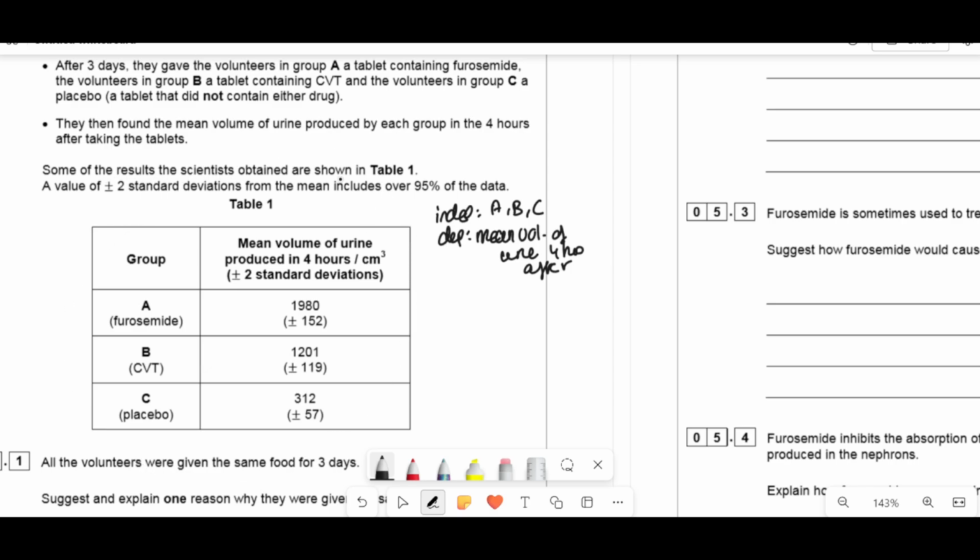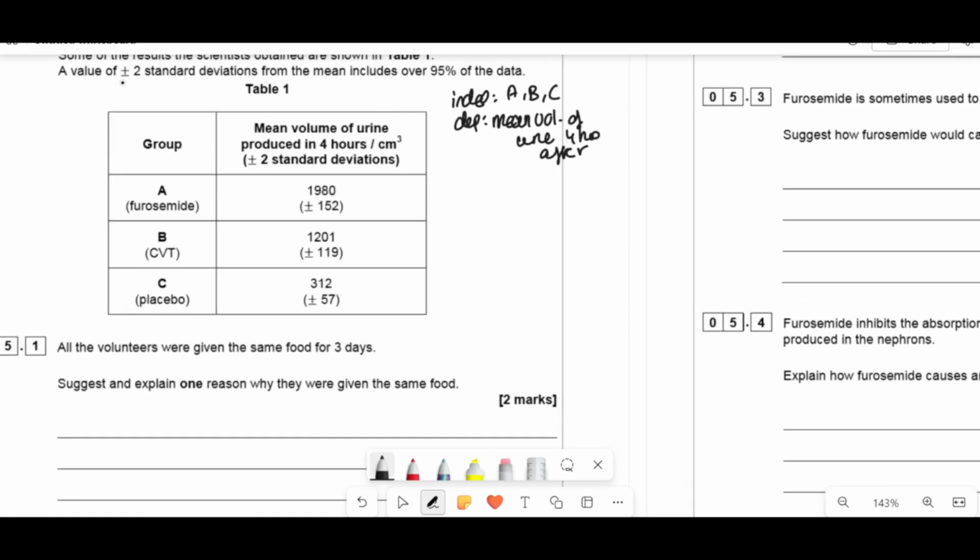Some of the results are shown in Table 1, and a value of plus or minus 2 standard deviations from the mean includes 95% of the data. Fine. Let's have a look at what's going on real quick. In A, the mean volume of urine produced in 4 hours was highest, followed by B, and then followed by C. And we've also got our plus or minus 2 standard deviations. These two don't overlap, and nor do these. So they don't overlap at first glance.